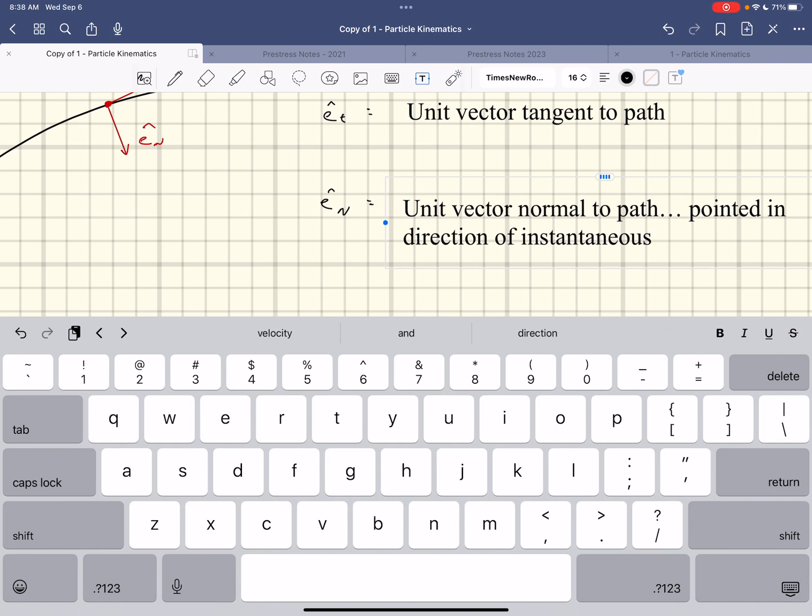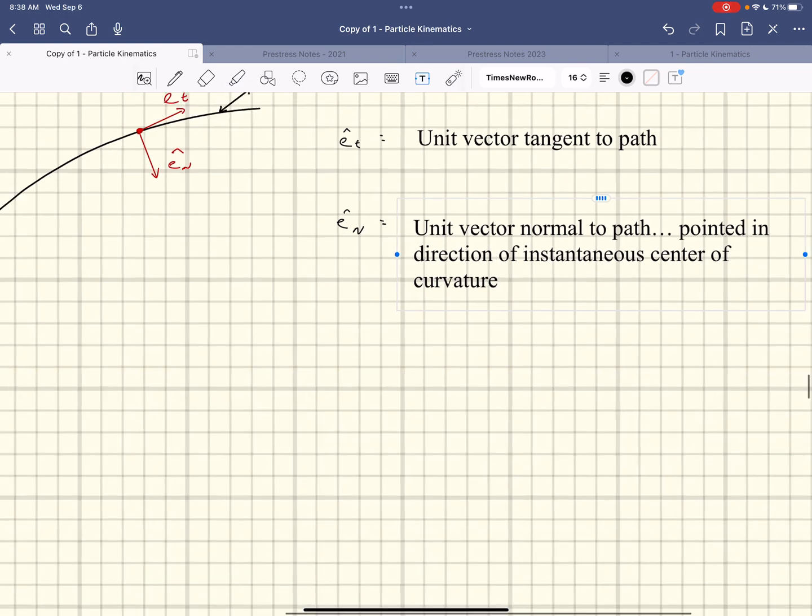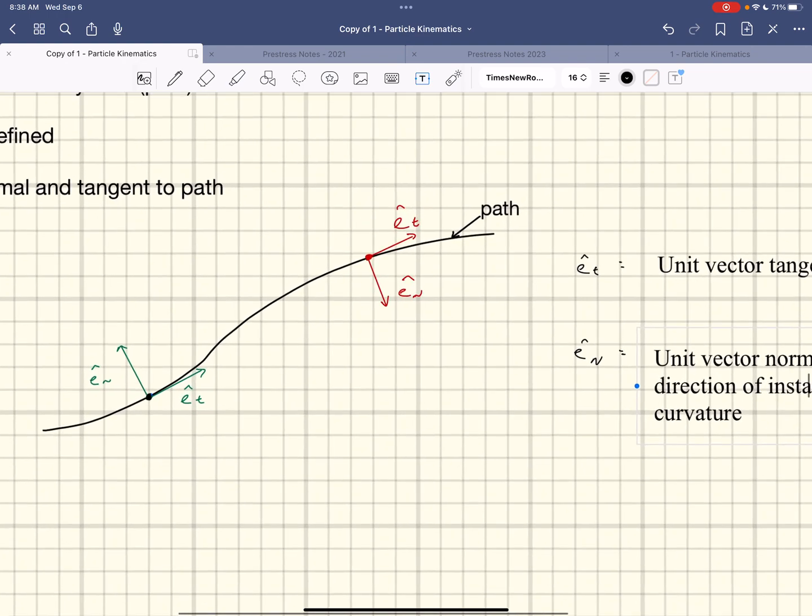Instantaneous center of curvature. No, there we go. Instantaneous center of curvature. This is why that thing was pointed in the other direction, right? It points towards the center of curvature, right? So in this case, on the bottom left right here, the center of curvature is back this direction. When it comes this way, it's curving that direction, so it's pointed back towards the center of curvature. So that's why En is going back towards the middle, okay?